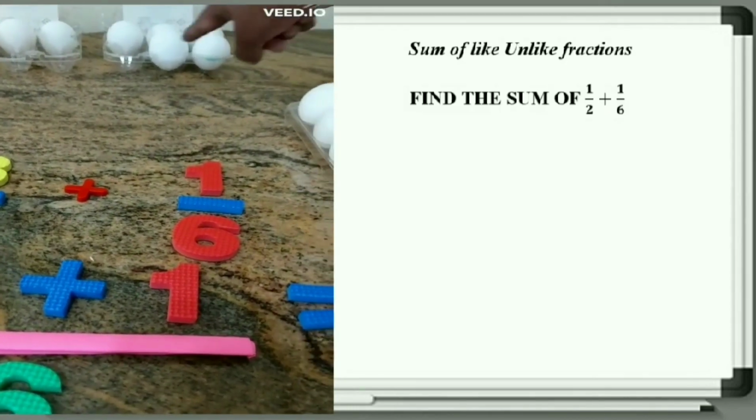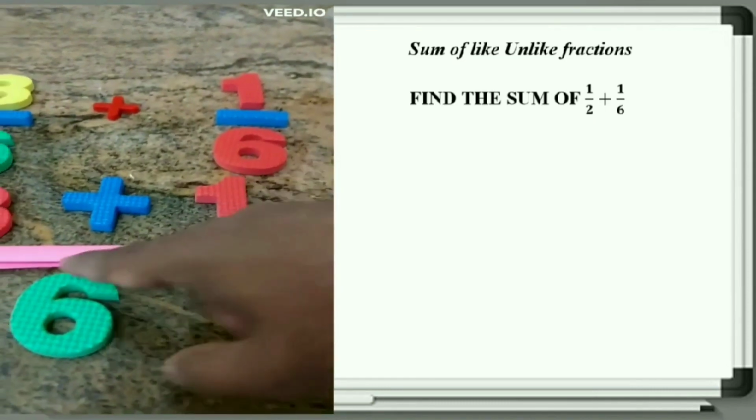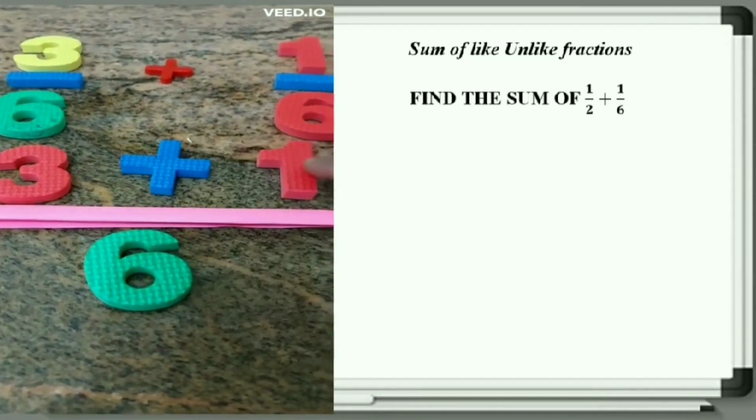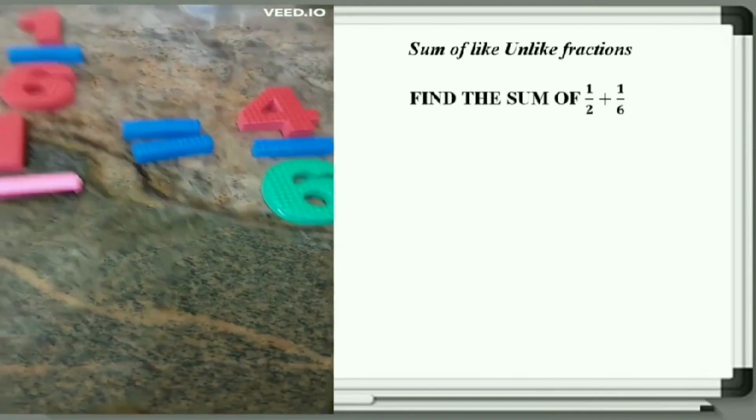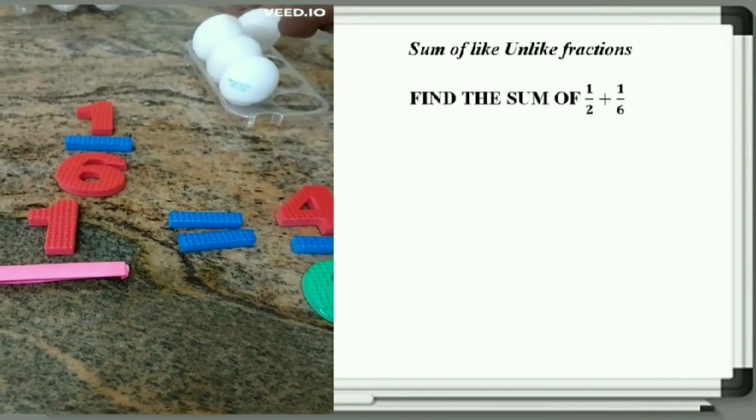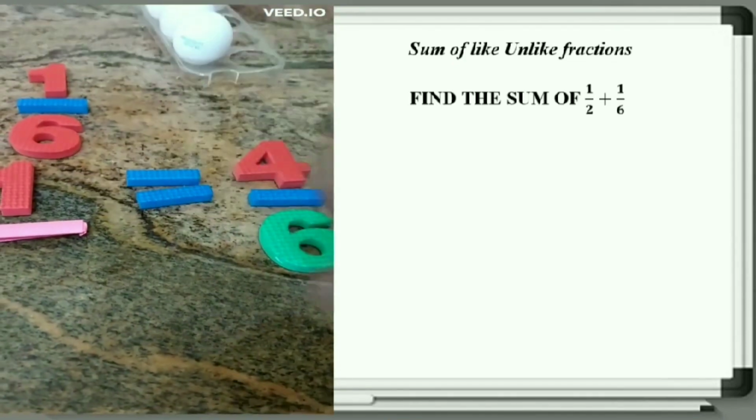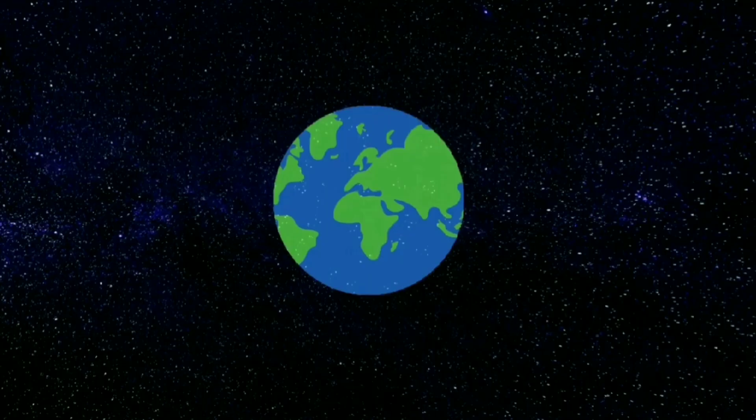And from the second set I have taken only 1, I keep it here. So when I sum up, taking 6 as a common denominator, I add the numerators 3 plus 1, that is equal to 4 out of 6. Now see here, 1, 2, 3, 4. 4 over 6. That's how we add two unlike fractions.